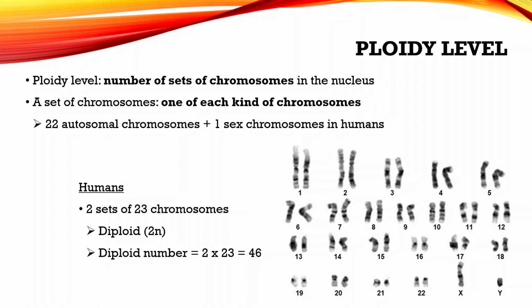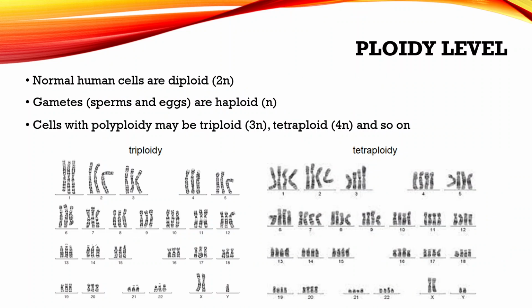And because there are two sets, the ploidy level is known as diploid, dip for two, and is usually represented as 2n, n being one set of chromosomes. In humans, one set is 23 chromosomes, so the diploid number is 2n, therefore 2 times 23 equals 46 chromosomes. Normal human cells are diploid, but our gametes after meiosis would be haploid, so only one set of chromosomes, denoted as n.